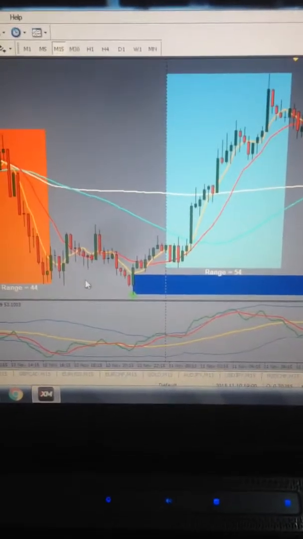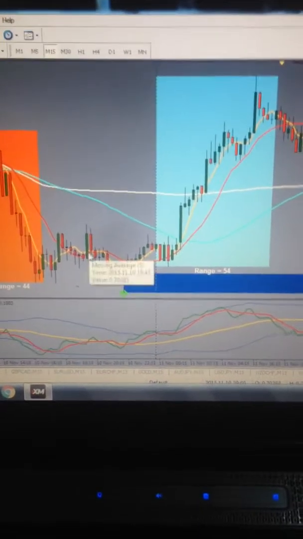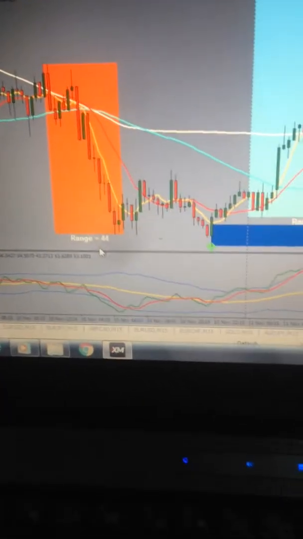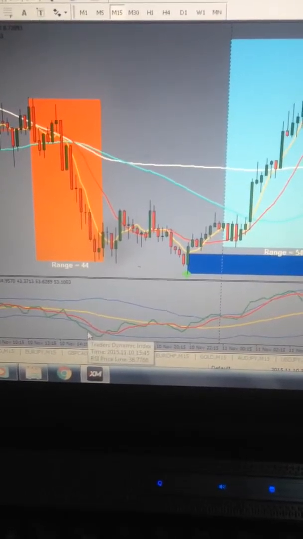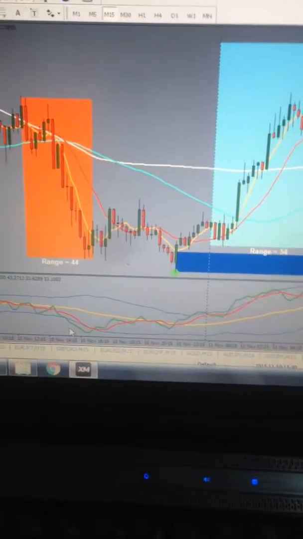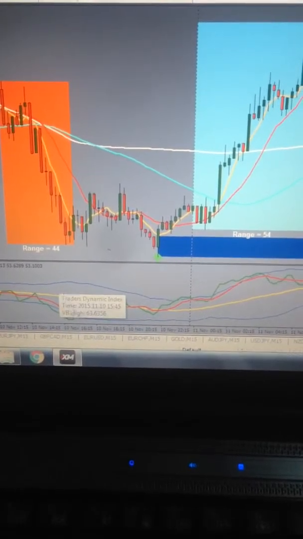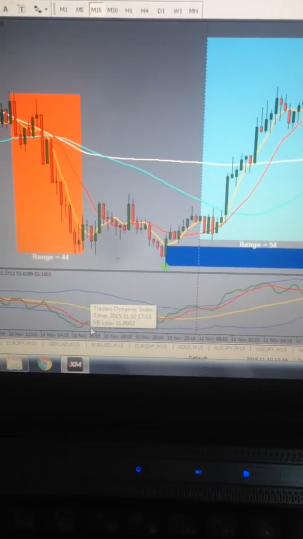How are you going to know that this M is not a valid M even though it ended up with a railroad track? You still know it's not a valid M. You come down and check your TDI. That's why the TDI is a very great indicator. It tells you when the market is over exhausted, and when the market is good to take a position.